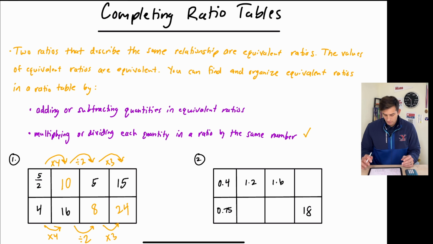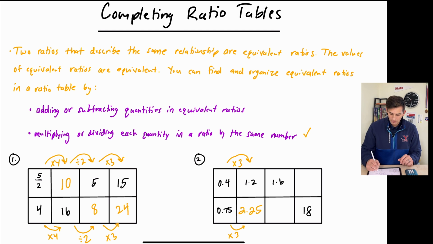All right, number two, we have 0.4, 1.2, 1.6, and then we have some values on the bottom as well. So I want to figure out what am I multiplying by to go from 0.4 to 1.2. Well, if we can't see it, we can divide backwards. So let's do 1.2 divided by 0.4, and we get 3. So we see that we are multiplying by 3 to increase our ratio here. So now in the bottom, we want to also multiply by 3. So 0.75 times 3, and that gives me 2.25.